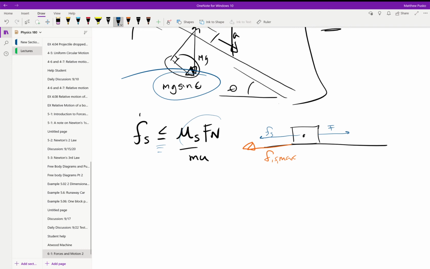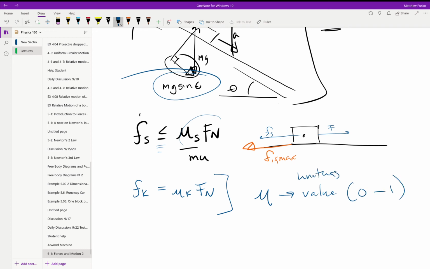And then we can define the force of kinetic friction very similarly as equal to mu k times the normal force. And I'm going to derive mu for you in just a second, but mu is typically a number, a unitless value, and it's between 0 and 1. We can have values larger than that.